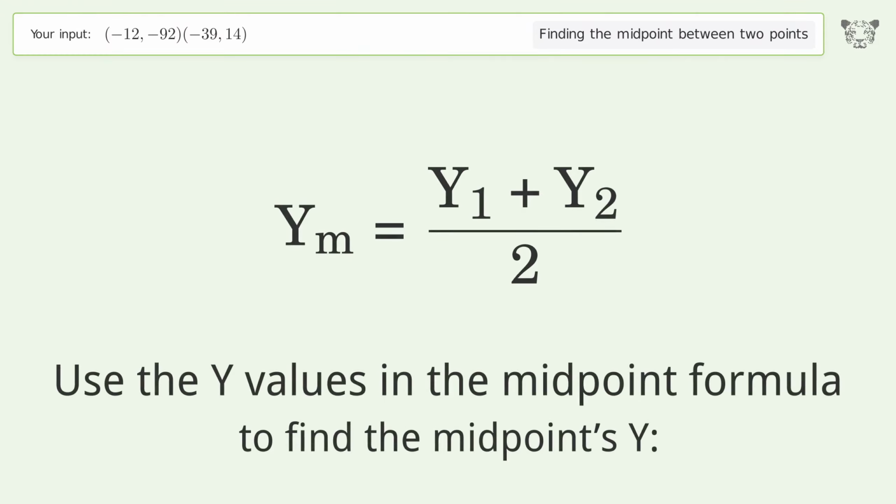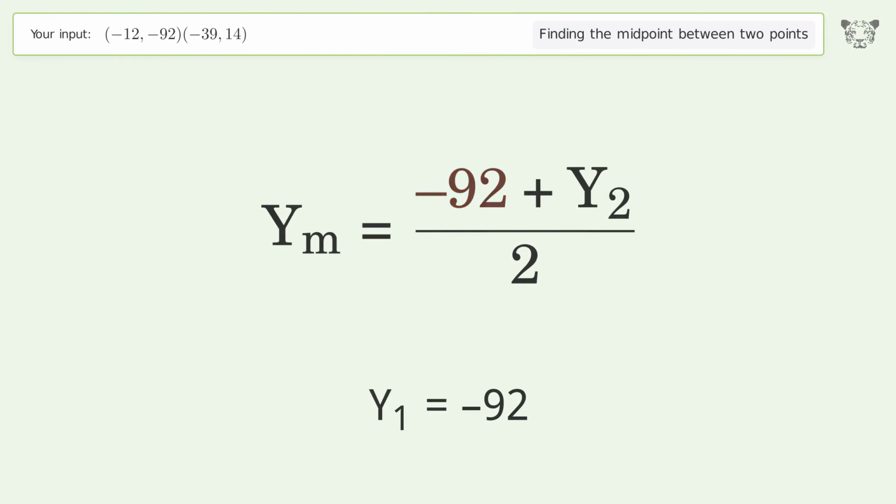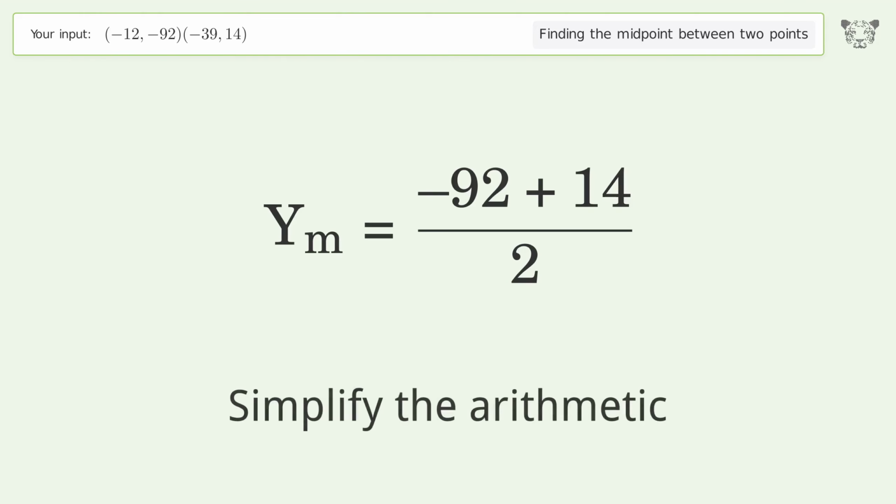Use the y values in the midpoint formula to find the midpoint's y. y1 equals -92. y2 equals 14. Simplify the arithmetic.